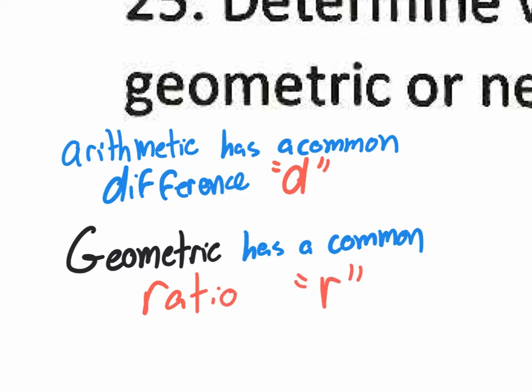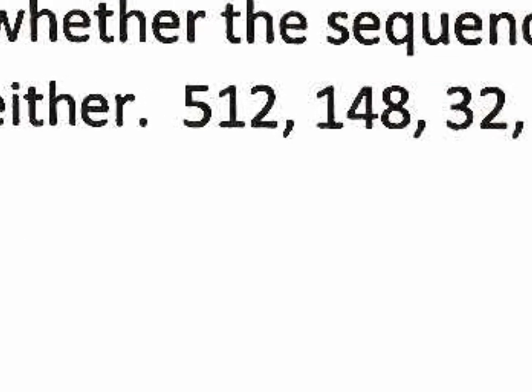Okay? So arithmetic has a common difference. Geometric has a common ratio, right? So when you think of the word difference, what math operation do you think of? Subtraction, right? So if you go to the list over here, if you take 148 and subtract the number right before it, will it be the same as if I take 32 and subtract the number right before it? And the answer is no, it's not the same. It doesn't have a common difference, right?